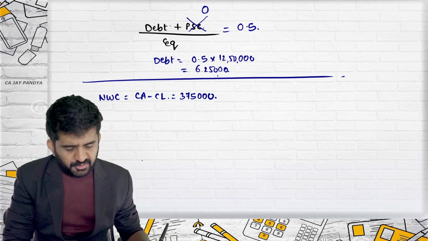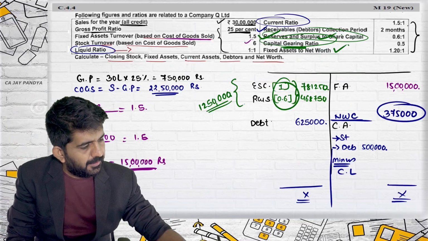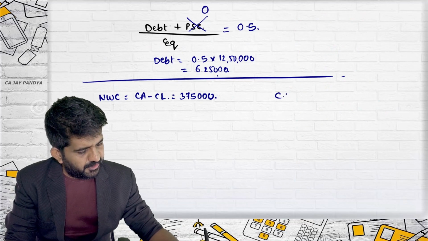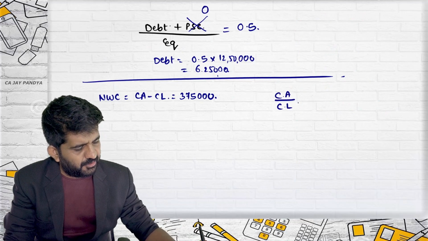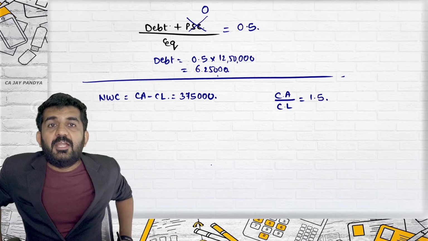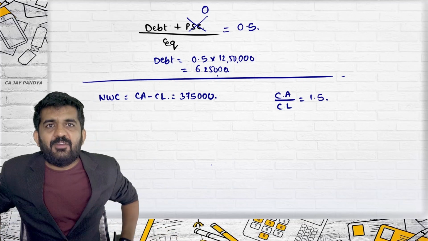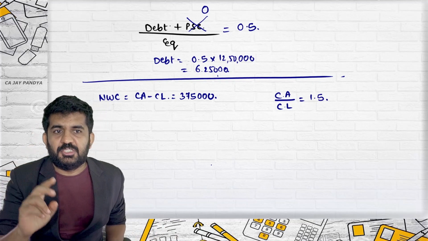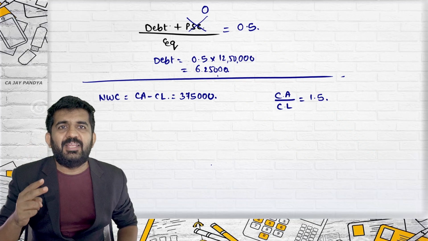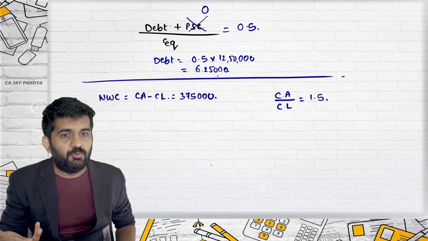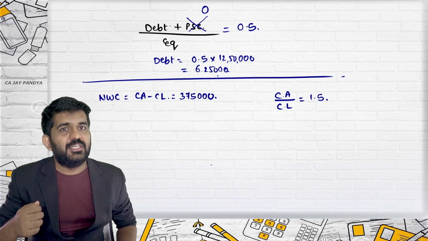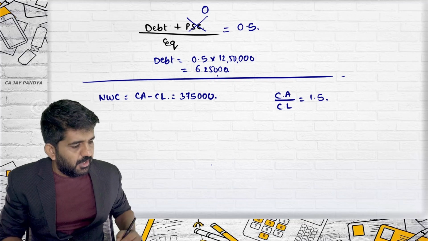Is current ratio given? Yes. Current ratio is 1.5. So, current asset divided by current liability is 1.5. And believe me, whenever there are two equations with the same two variables, those two variables can be easily found out. You just need a technique to find it out. Otherwise, it is very easy. Let me help you out.